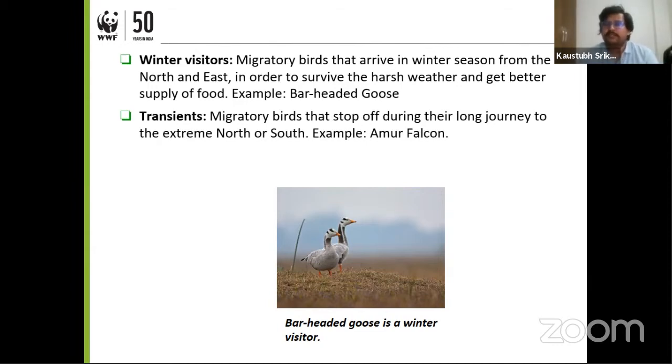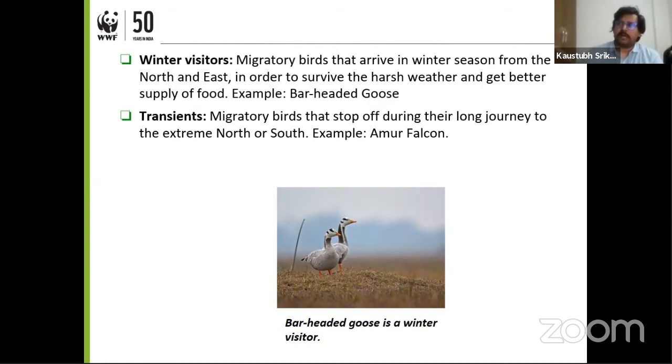Now, there are some birds that are called transients. Birds that generally just make a stopover, just like if we would fly a long distance on a plane, we would basically have a stopover. Similarly, there are these birds that have long migrations where they tend to stop for a particular number of days or a particular time of the year in order to survive better.